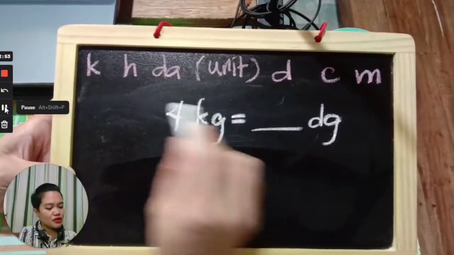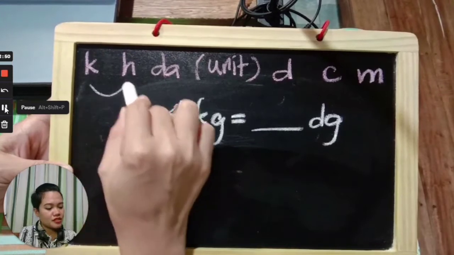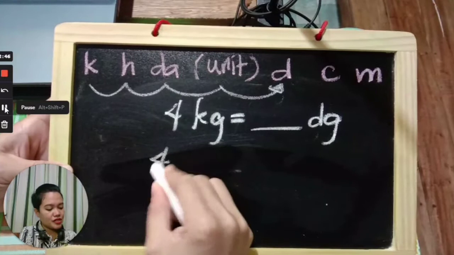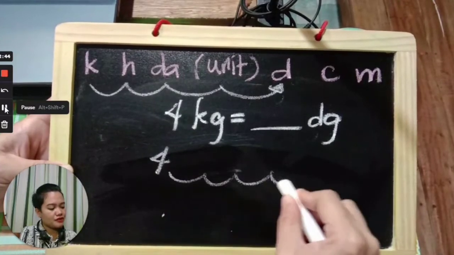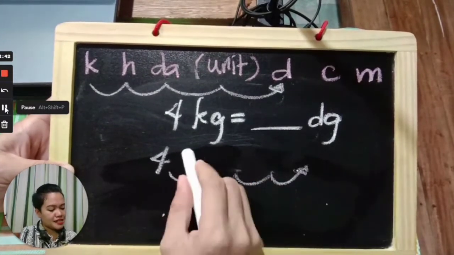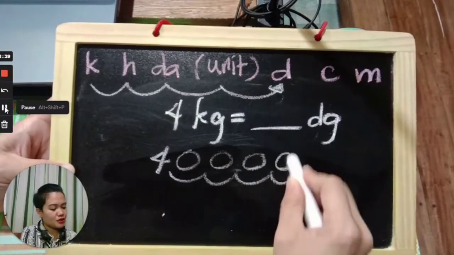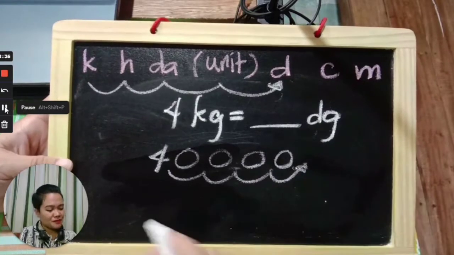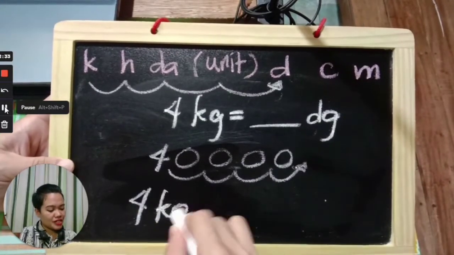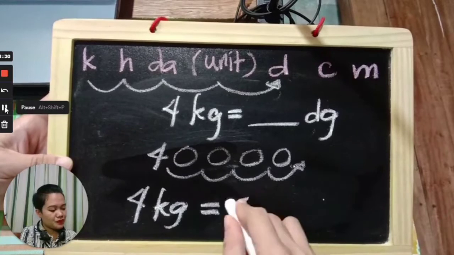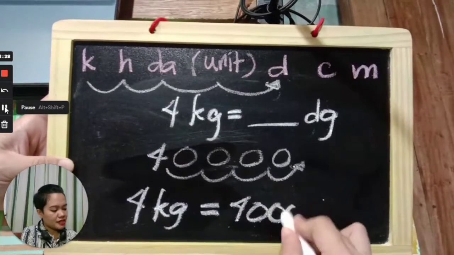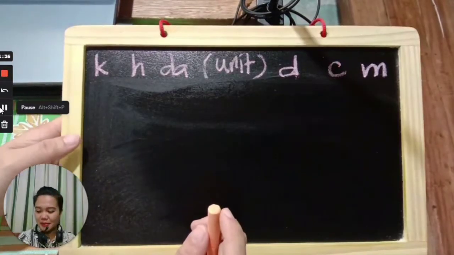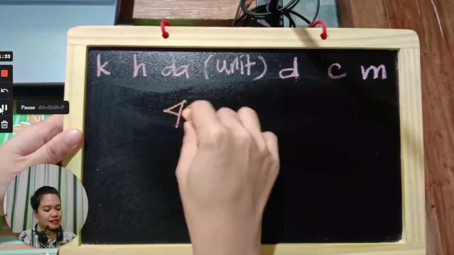Alright, so from kilo, we have 1, 2, 3, 4 steps to the right. So in short, you'll be having 1, 2, 3, 4 places, giving you or adding 4 zeros after the number 4. In short, your 4 kilograms is equal to 40,000 decigrams.